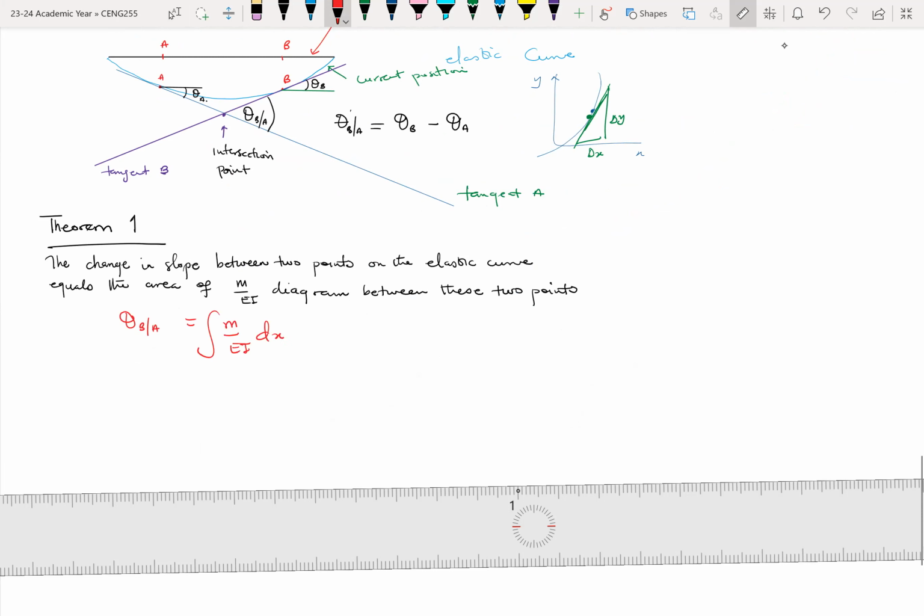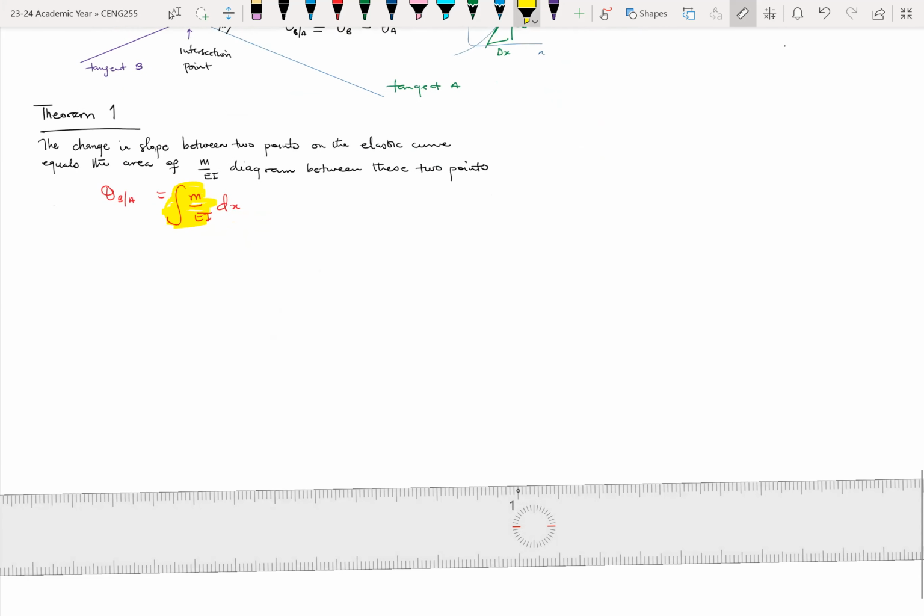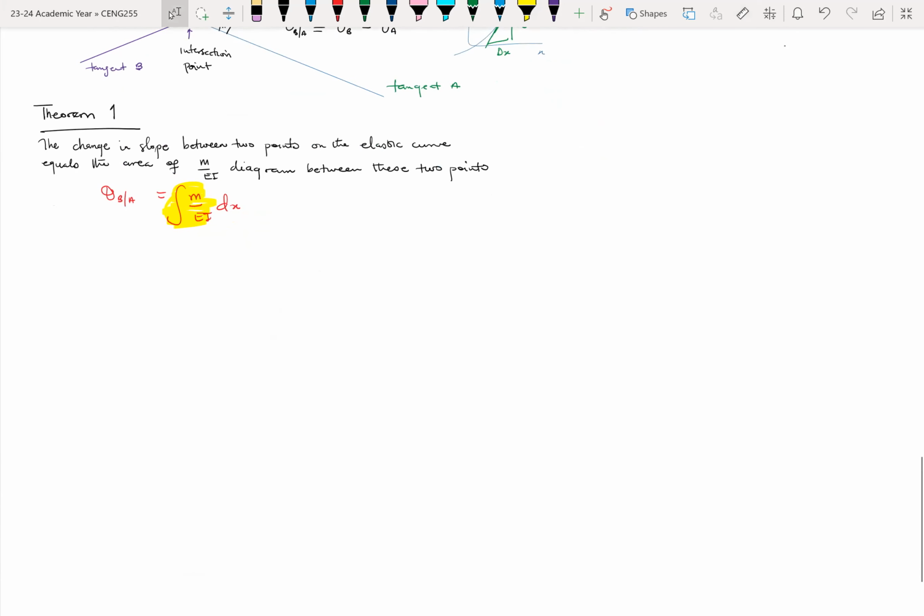Integration is finding the area under a curve, right? Typically, that's what integration is all about. So if you have this right here, when you integrate the M over EI diagram, it's just trying to find the area of that curve. All right, so let's see what this means in terms of solving an example.